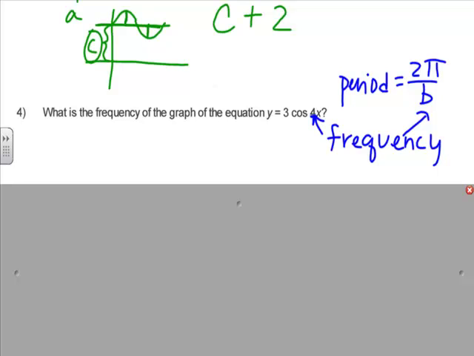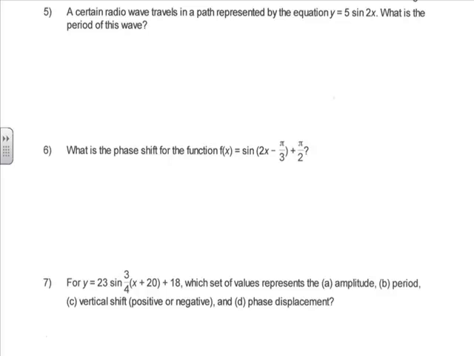Okay, moving along. Number 5, I'm just going to use my little screen here to focus in on one problem at a time. A certain radio wave travels in a path represented by the equation y equals 5 sine 2x. What is the period? So this comes off of what I was just talking about.